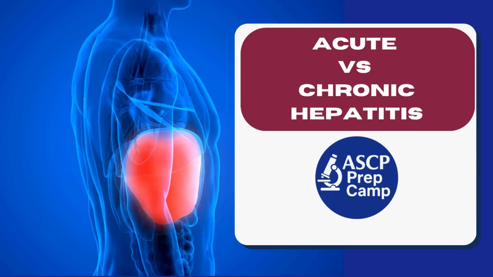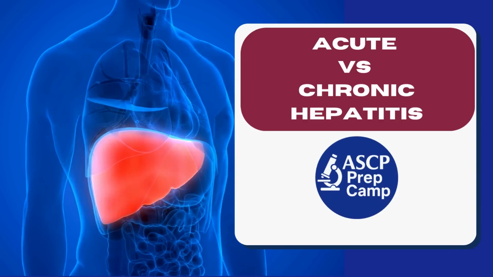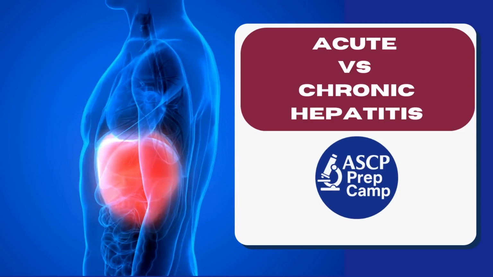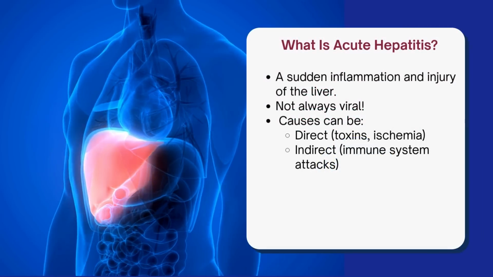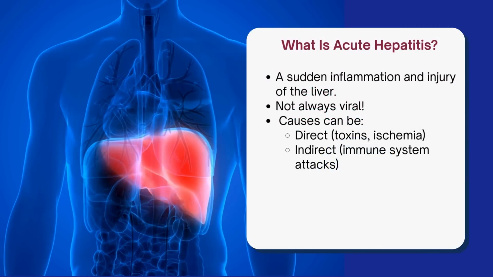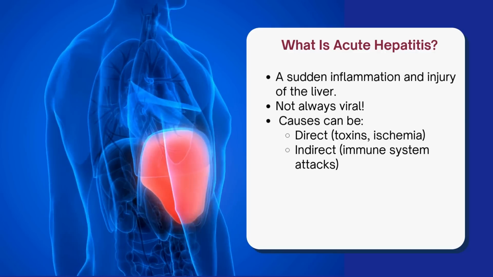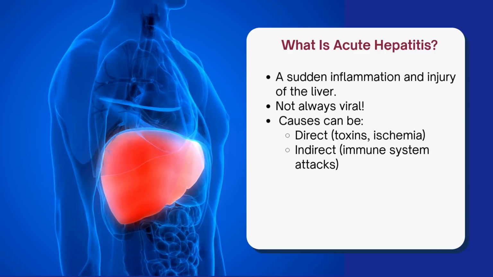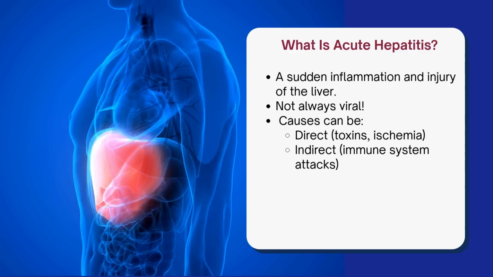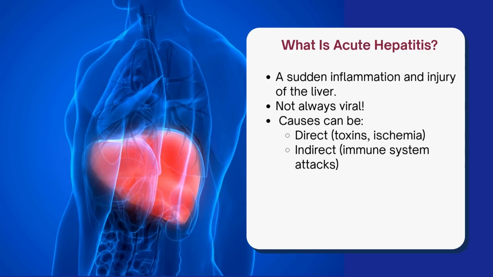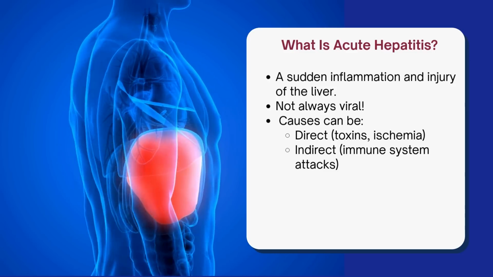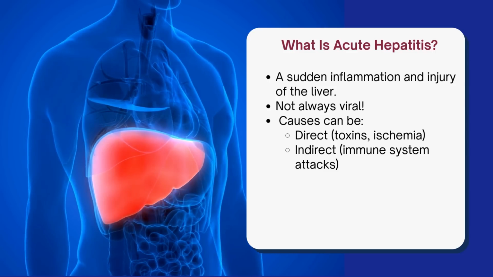In this episode, we're diving into something you have to understand if you're studying liver disease or preparing for the ASCP exam: acute hepatitis. Acute hepatitis refers to a sudden onset of liver inflammation. The causes? Some are direct, like toxins from an acetaminophen overdose, or a lack of blood flow due to ischemia. Others are indirect, meaning your immune system is doing the damage, like in most cases of viral hepatitis, some medications, and even alcohol-related liver injury.